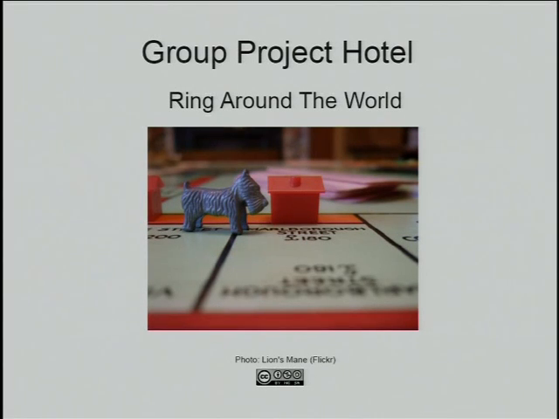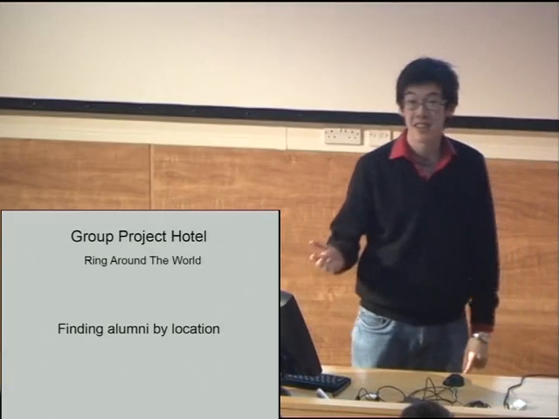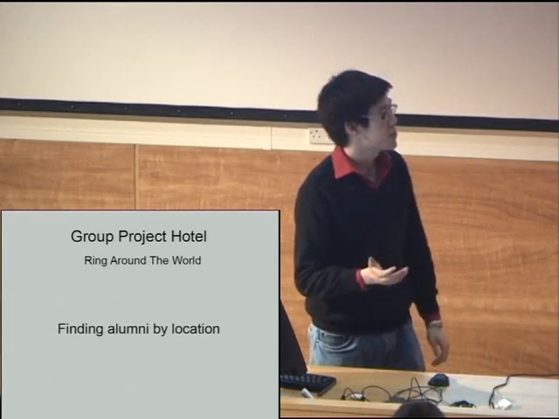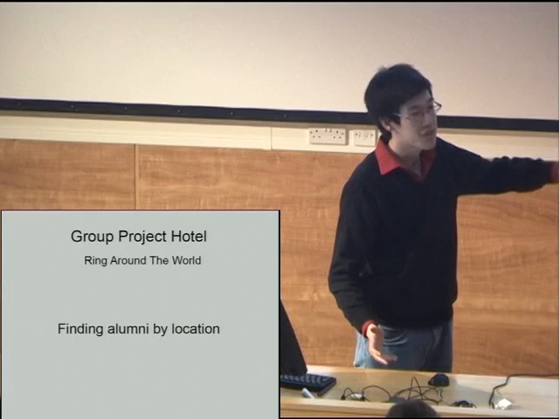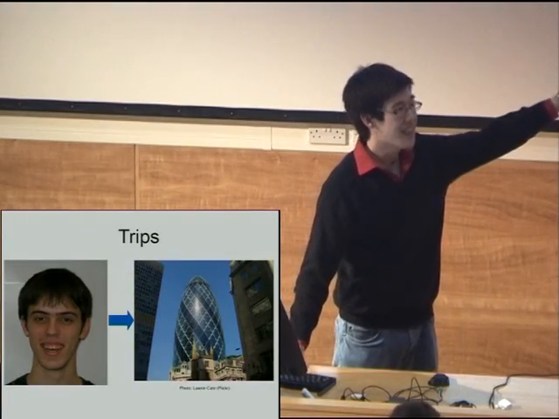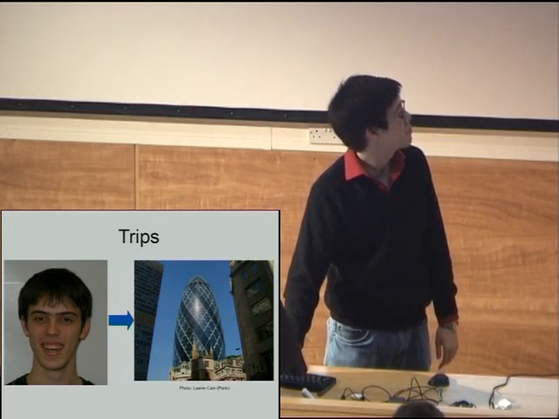Okay, so we are Group Project Hotel, and our project was Ring Around the World. So the Cambridge Ring is an existing system for Cambridge Lab alumni, and our brief was to modify this to allow you to search by location as well. So let's take an example. Here is Alex, and he's going on a trip to the Gherkin. So how do we add this to the system?